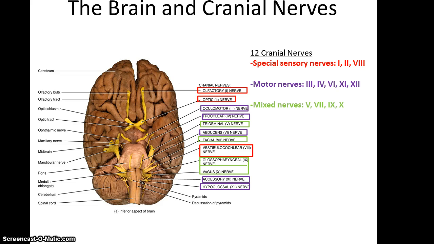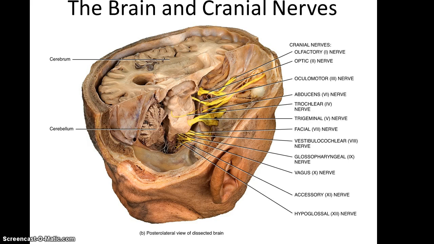And then there's mixed nerves. These nerves have both motor neurons and sensory neurons running through them. And that's 5, 7, 9, and 10. But we're going to go through each of these on their own. So here's just another image of how the nerves are arranged. As you can see, they go from both anterior to posterior as well as superior to inferior.